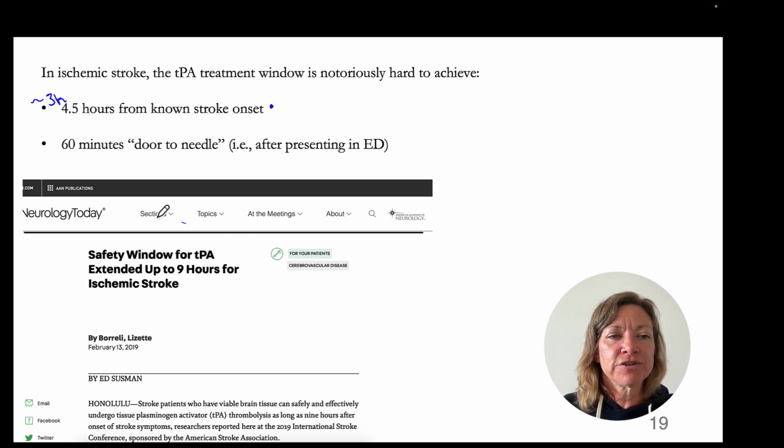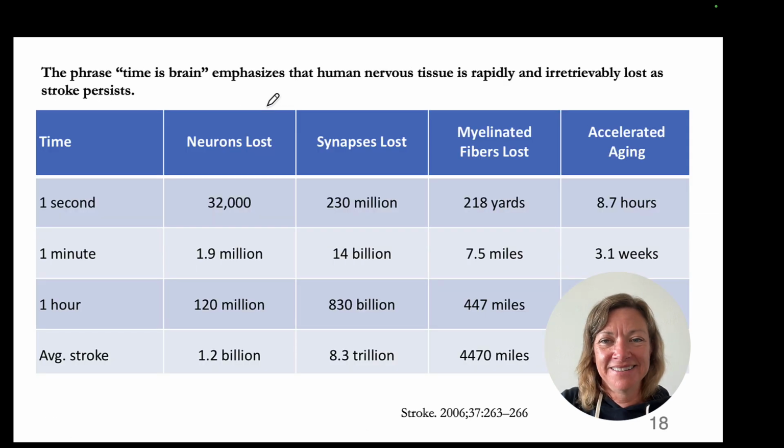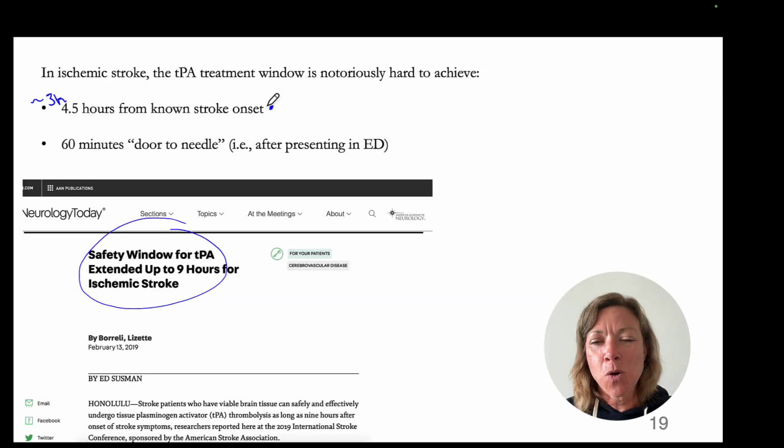And there have been efforts, such as this study published in 19, to extend that window. Now, this paper extended it and said it was safe. That's the safety window. Whether or not it's effective is still unknown. So these are the most common guideline ranges. But this is why it's so important to get someone who's having any stroke symptoms to the hospital, right? It's a medical emergency.